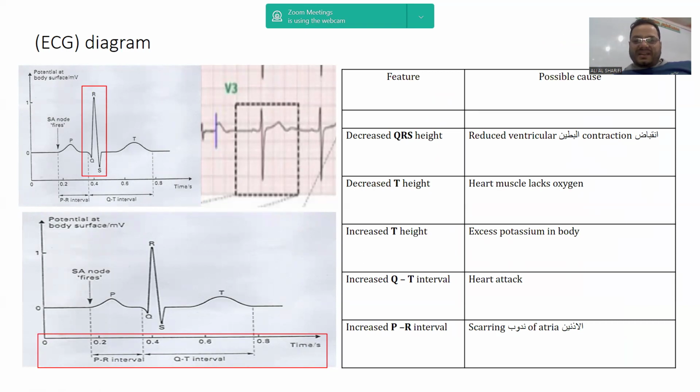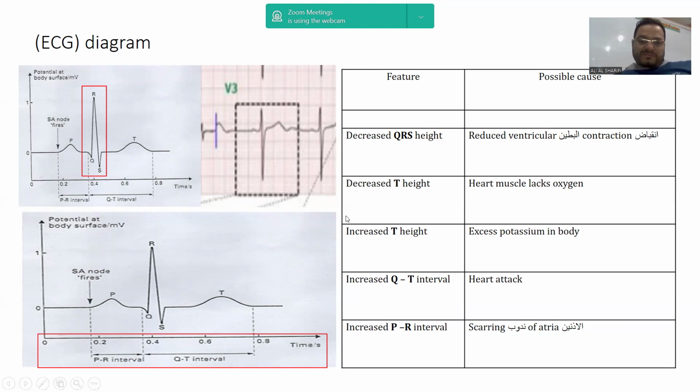When QRS decreases in your heart curve, what does that mean? That means you are suffering from reduced ventricular contraction, some problem in your ventricle muscles in pushing the blood as it must. After that, let's go to this curve, to T. When the T curve decreases or increases, what will happen?